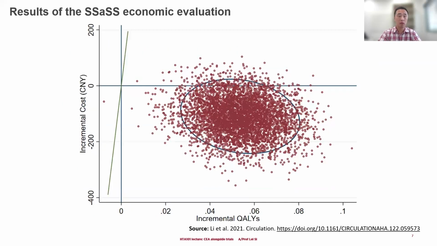If we go to our cost effectiveness plane, the x-axis represents the incremental effectiveness and the y-axis represents the incremental cost. We can see most of the iterations actually fall within this quadrant. In this quadrant, they have a lower, or negative, incremental cost but a positive incremental effectiveness, which means the intervention is actually cost saving, or dominant, compared with the comparator.